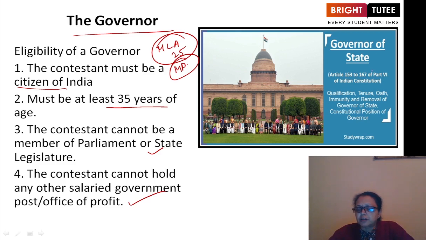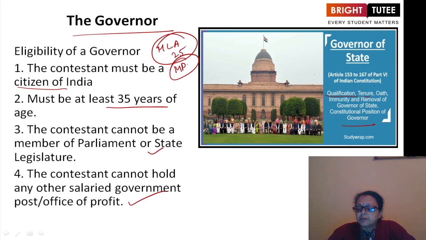According to this, for the governor of a state, the constitutional provision is Article 153 to 167 of Part 6 of the Indian Constitution. In that it has been mentioned about the qualification, tenure, oath, immunity and the removal of the governor of a state, and the constitutional position of the governor. What position the governor can hold in a state.